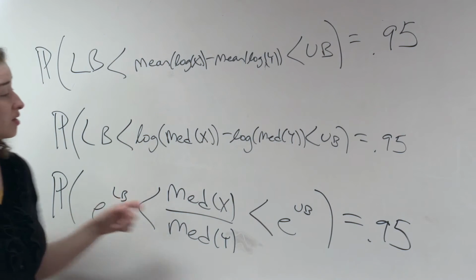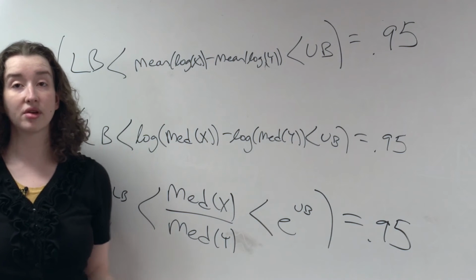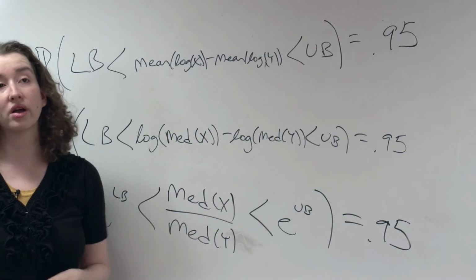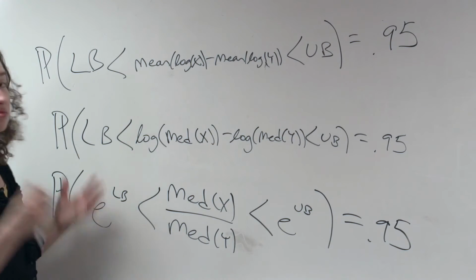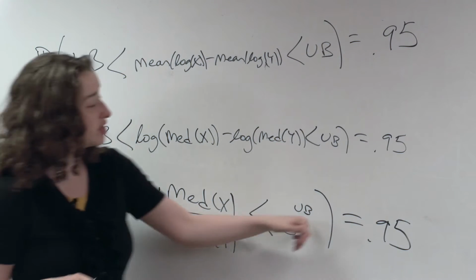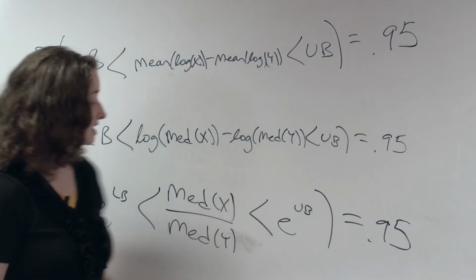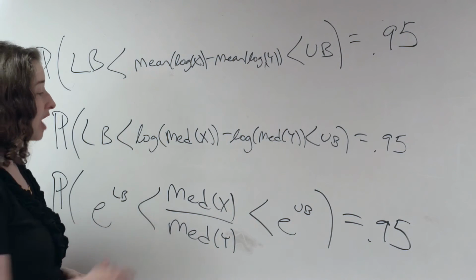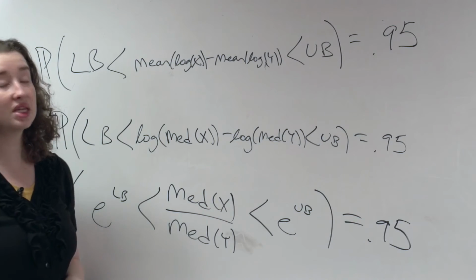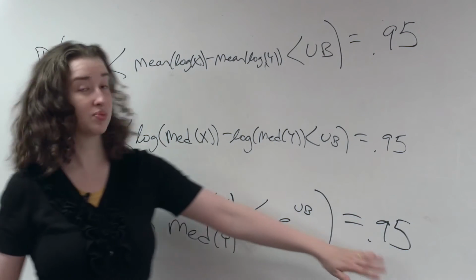So remember that this lower bound and this upper bound are just some number. Maybe it was 1 and 9. Okay? Now what I have is some new number, 2.7 to the 1, 2.7 to the 9, whatever that is. I have some new upper and lower bound, and my new statement is that the probability that the true ratio of medians falls within those bounds is 0.95.